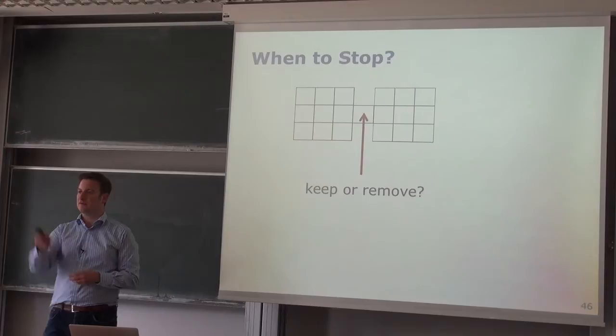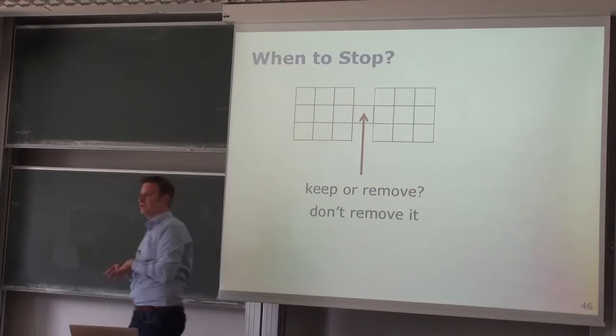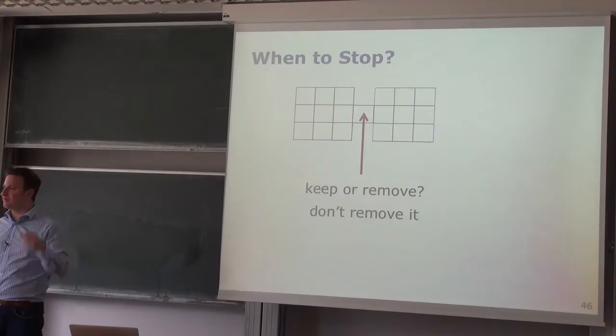Someone said keep. Why? Only connection between. Exactly. So we don't want to remove that. Otherwise, we would break one component into two different components. And it should make sense. If we have a component and break it into two different components, and then compute the skeleton for both sides, we would end up with a different skeleton.